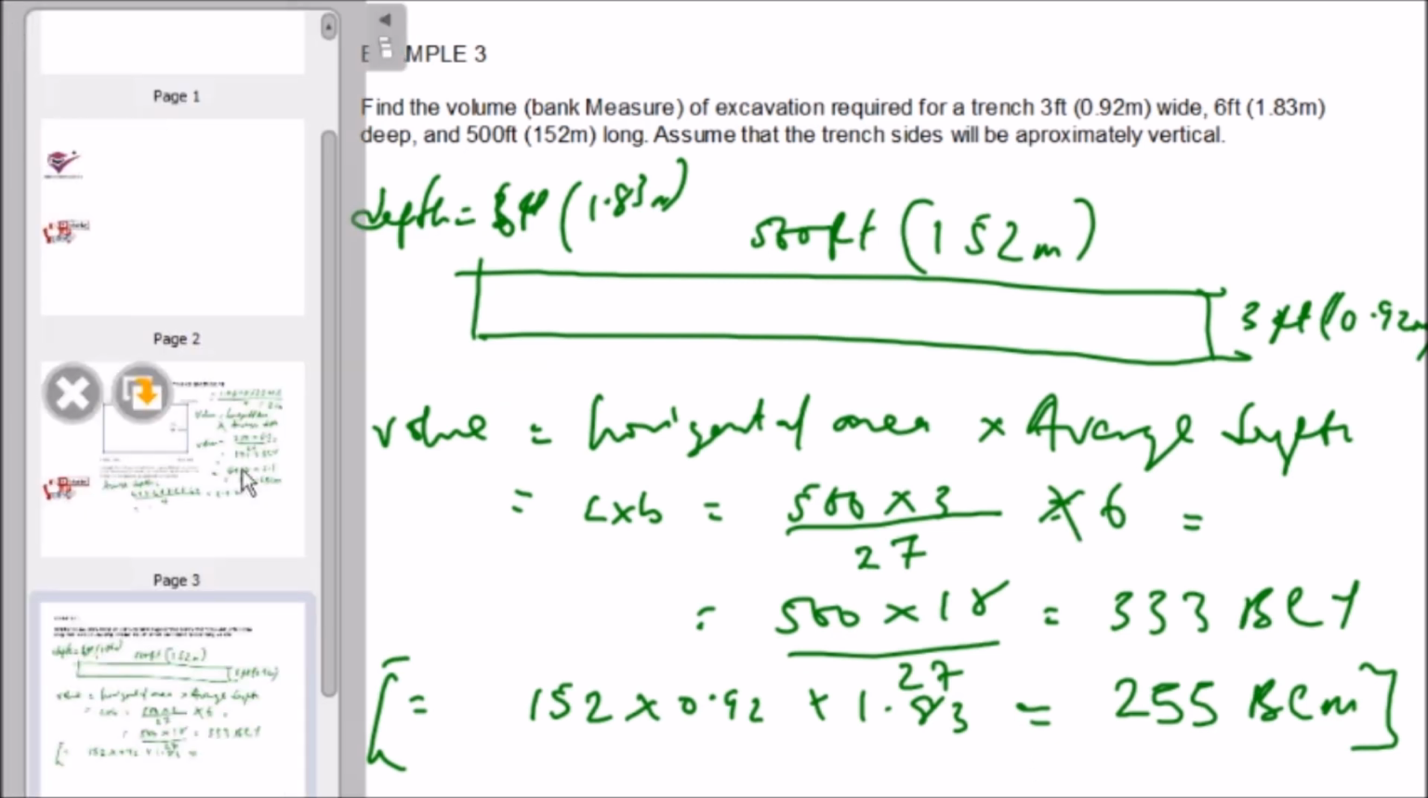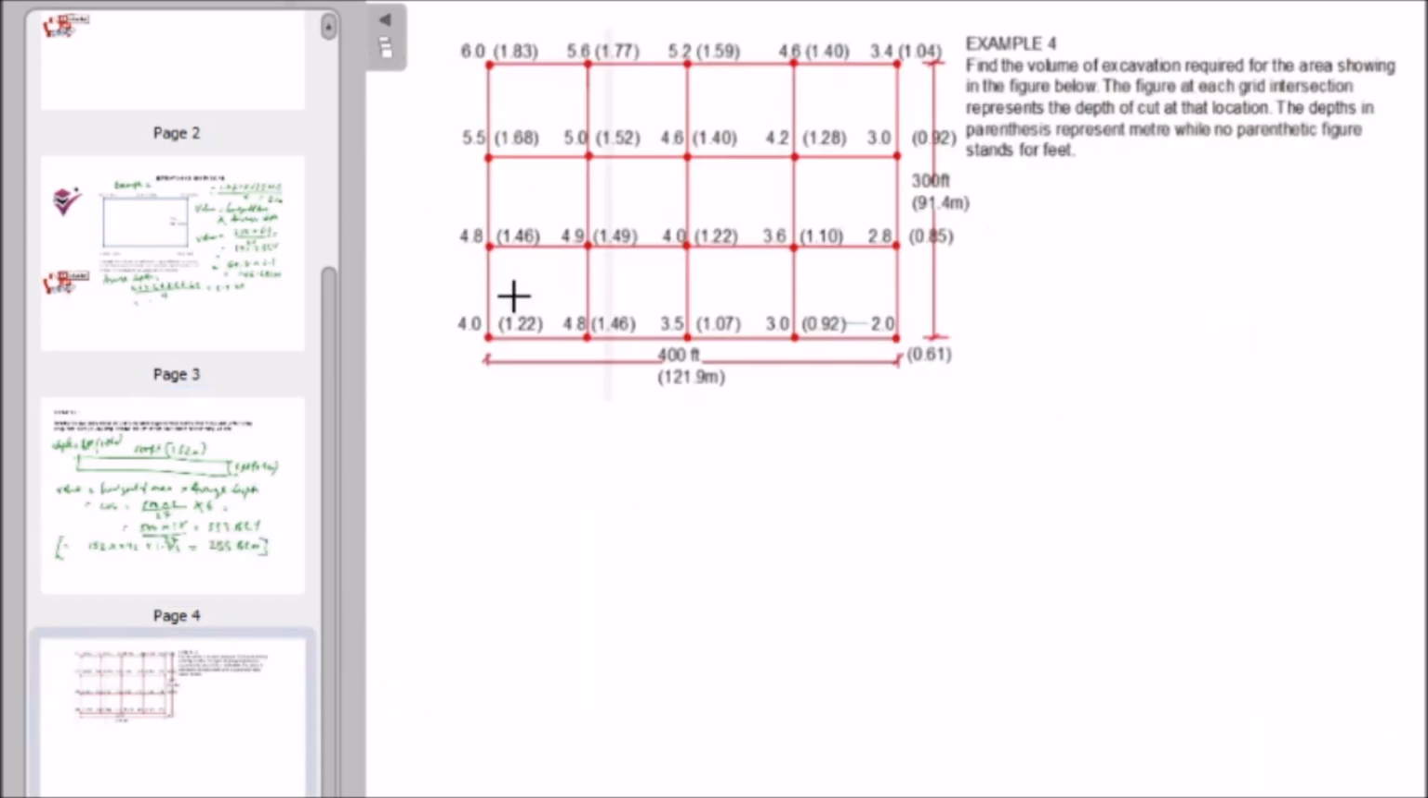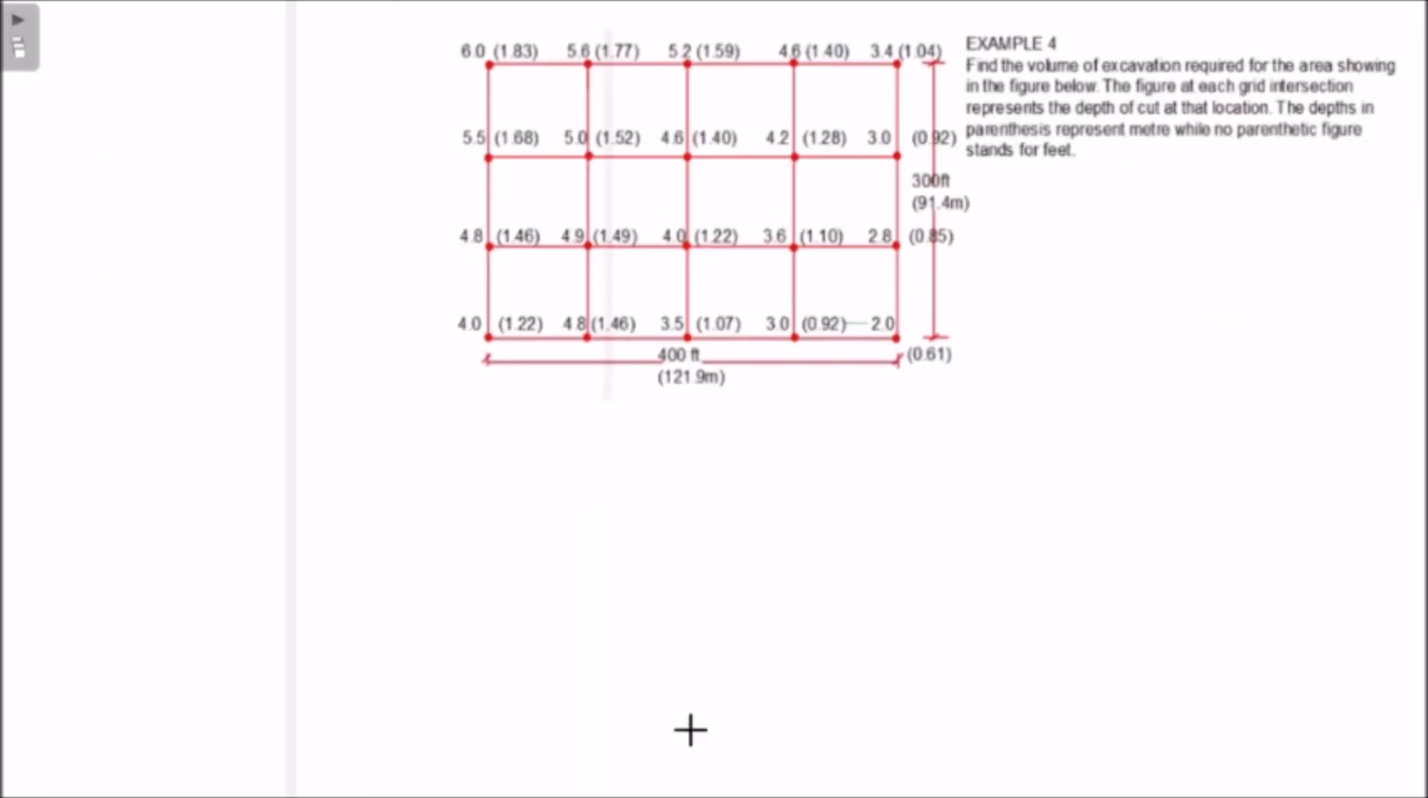So next we take a look at large areas. The difference between this one and large areas is that we'll still use the same formula, which is volume equals horizontal area multiplied by the average depth. But the difference from the previous example is that we have several depths at different corner points.